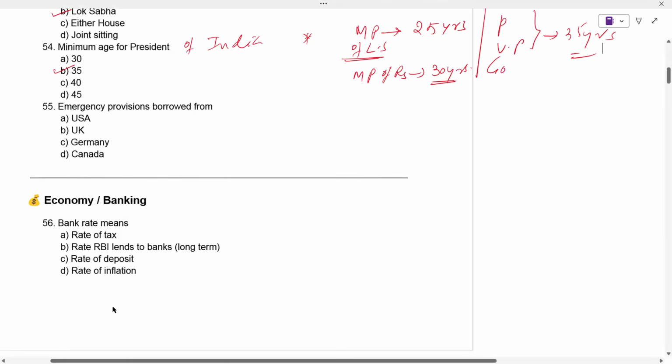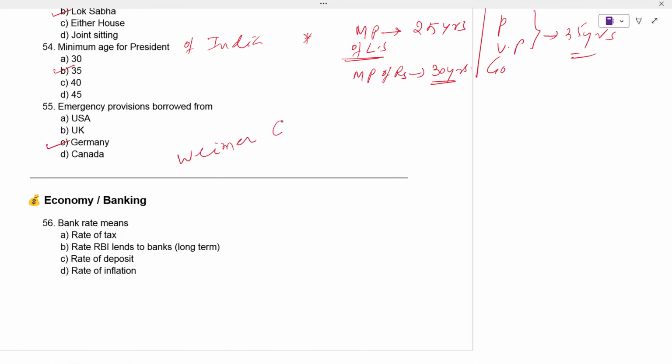Then come to the next point. Emergency provisions were borrowed from which constitution? Because our wonderful constitution, of course, we have borrowed many things from different constitutions. For example, the fundamental rights and Supreme Court, we have taken from USA, right? And the parliamentary system is ultimately from the UK. But now the question is, emergency provisions we have taken from Germany. So that is called the German Weimar Constitution. The spelling, if you want it, W-E-I-M-A-R Constitution, right?